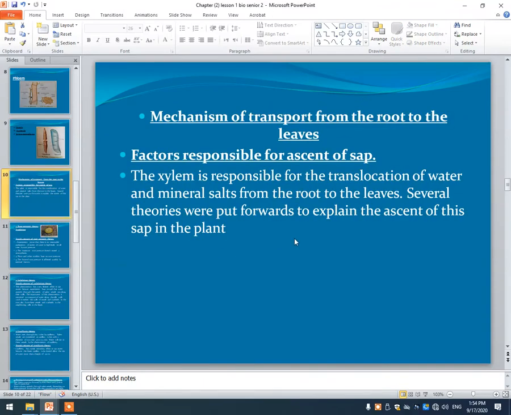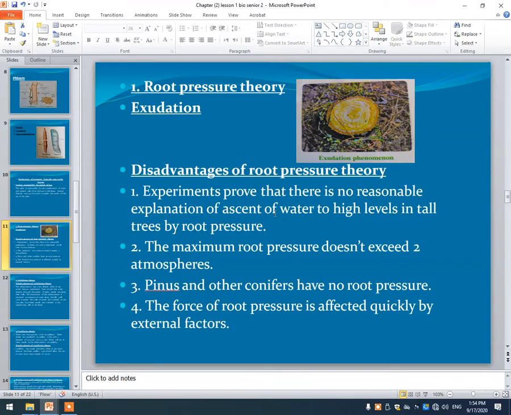What is the mechanism of transport from the root to the leaf? What is the mechanism of xylem? Factors responsible for the ascent of sap. As we say, the xylem is responsible for translocation of water and mineral salts from root to leaf. There are several theories put forward to explain the ascent of sap in the plant. Number one, root pressure theory.